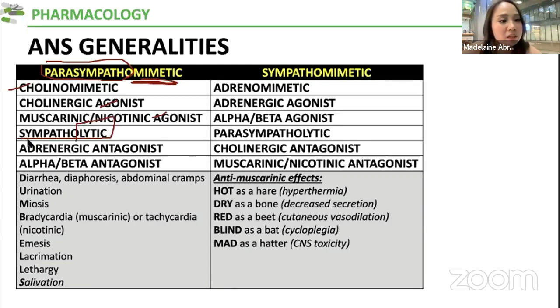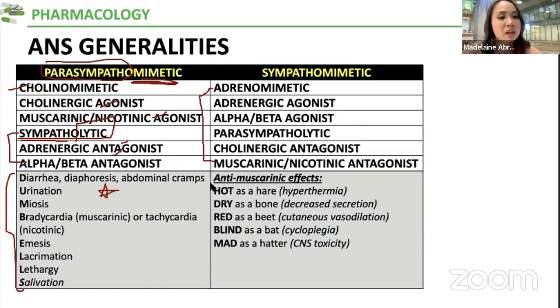Then adrenergic alpha. Then ang meaning ng parasympathomimetic ay dumbbells. Okay, so ito memorize nyo na lang to from your handouts. In short, pag parasympathomimetic, rest and digest. So sympathomimetic, just the opposite.